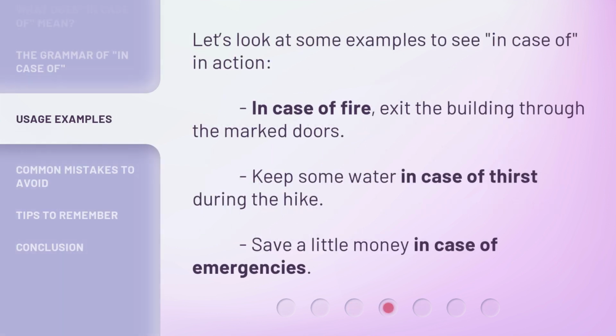Let's look at some examples to see "in case of" in action. "In case of fire, exit the building through the marked doors." "Keep some water in case of thirst during the hike." "Save a little money in case of emergencies."